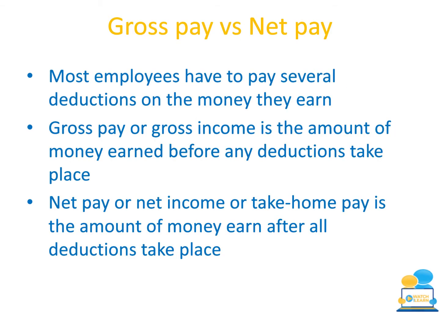Now, unfortunately, employees will not receive their full salary as most employees have to pay several deductions on the money that they earn. And this leads us to the difference between gross pay and net pay. Gross pay or gross income is the amount of money earned before any deductions take place. So again, if you had a job that paid you 10 euros an hour and you worked 20 hours in a week, that will give you a gross pay or gross income of 200 euros. Unfortunately, you might not pocket 200 euros as you may have to pay deductions. We will talk about what kind of deductions you pay later on.